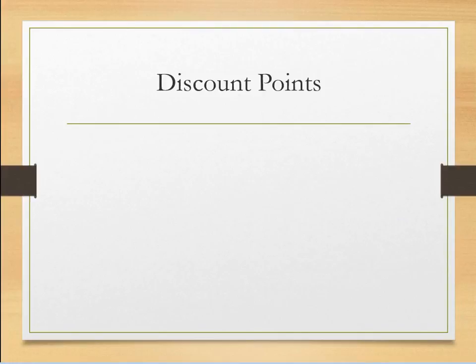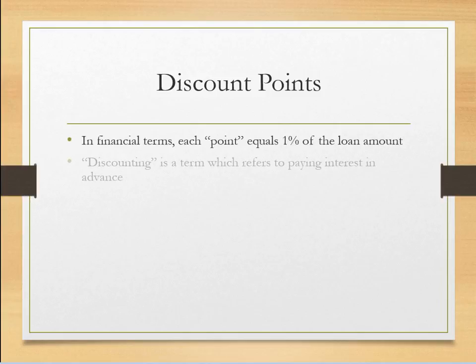The first thing that you'll need to understand about real estate finance language, specifically here with discount points, is to understand the financing jargon of discounting. What discounting means in financial terms essentially is paying something in advance. And here, when we're talking about financing, it's paying interest in advance. So a discount point by definition is 1% of the loan amount.